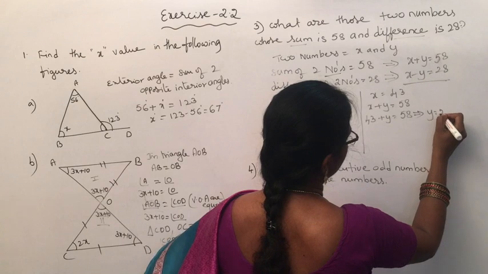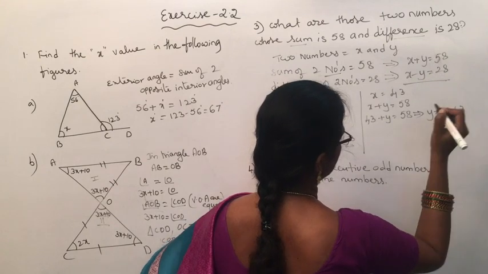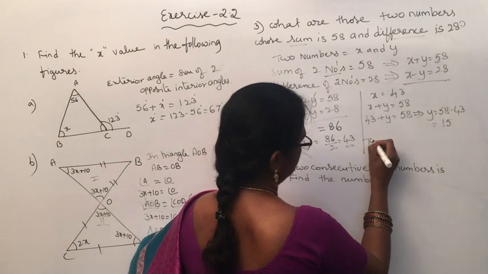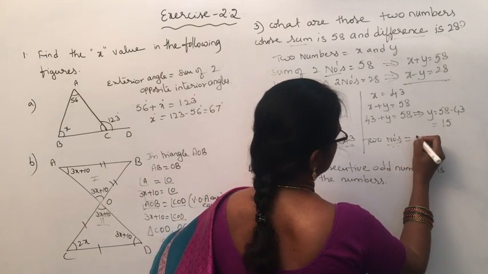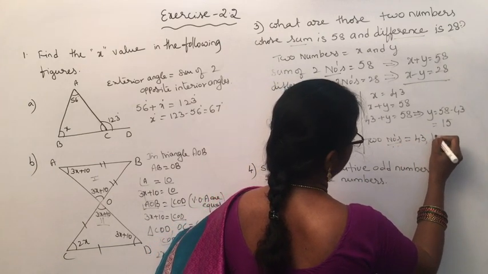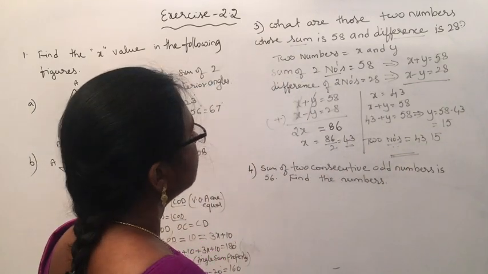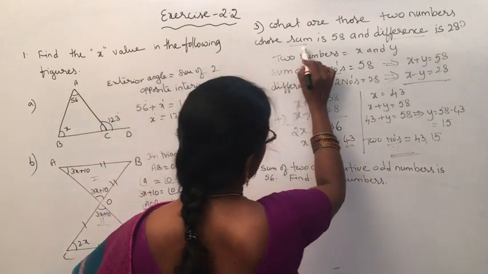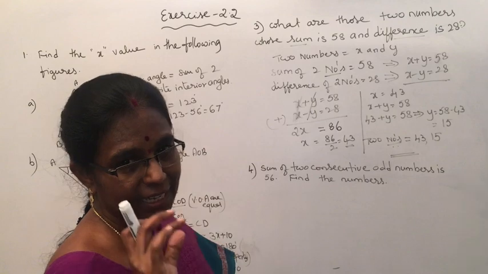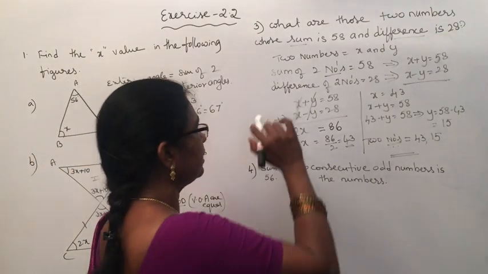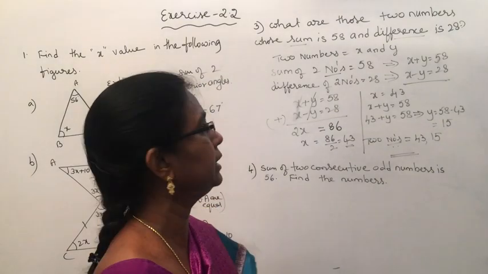Y is equal to 58 minus 43 is equal to 15. Now the two numbers are 43 and 15. Now what is given? What are the two numbers whose sum is 58 and difference is 28? Here he did not give any numbers, but what clues are given? Sum and difference are given. With the help of sum and difference, you have to find the numbers.